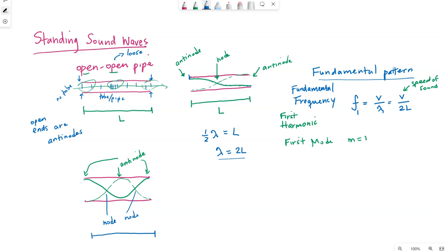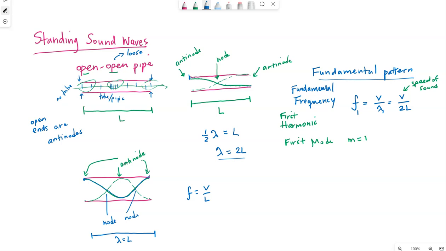Here, if I trace the wave from left to right, I go down, back up to a peak. So I'm seeing a whole wavelength within the length of this pipe. So the frequency here will be the speed over the wavelength, but the wavelength is L.